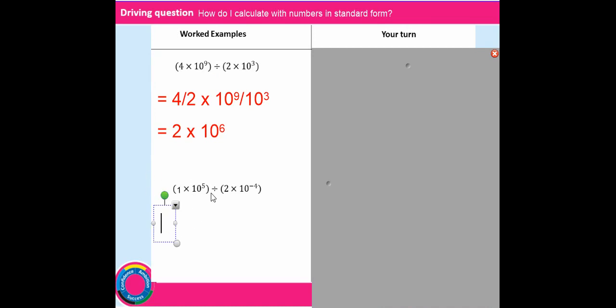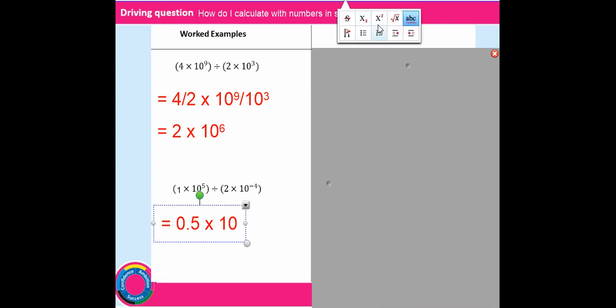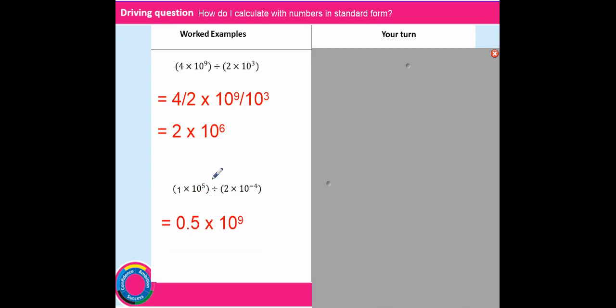So down here, 1 divided by 2 is a half, or 0.5. 10 to the power of 5 divided by 10 to the power of negative 4. Well, we're going to be doing 5 take away negative 4, which is the same as 5 plus 4, so that will give me 10 to the power of 9. Just to show you that, in case you didn't quite follow, when we divide, we subtract the powers, so we're doing 5 take away negative 4, which is 9, because when we take away negative, we actually add.